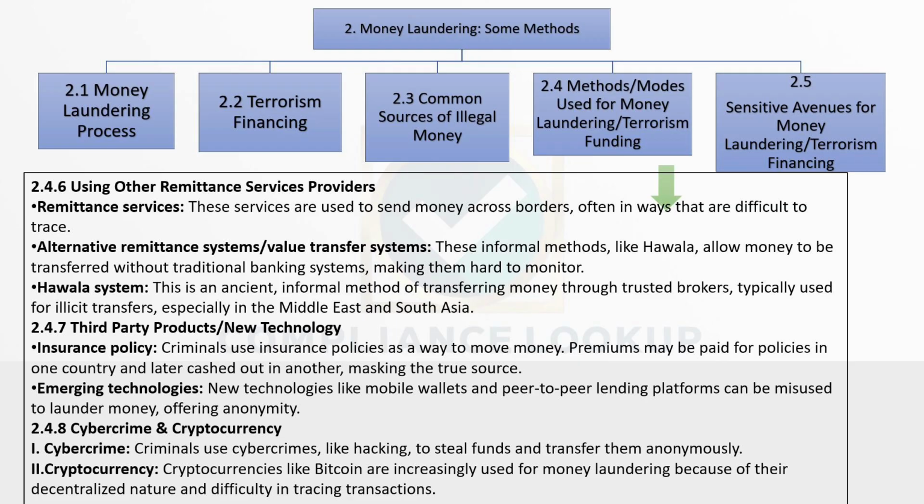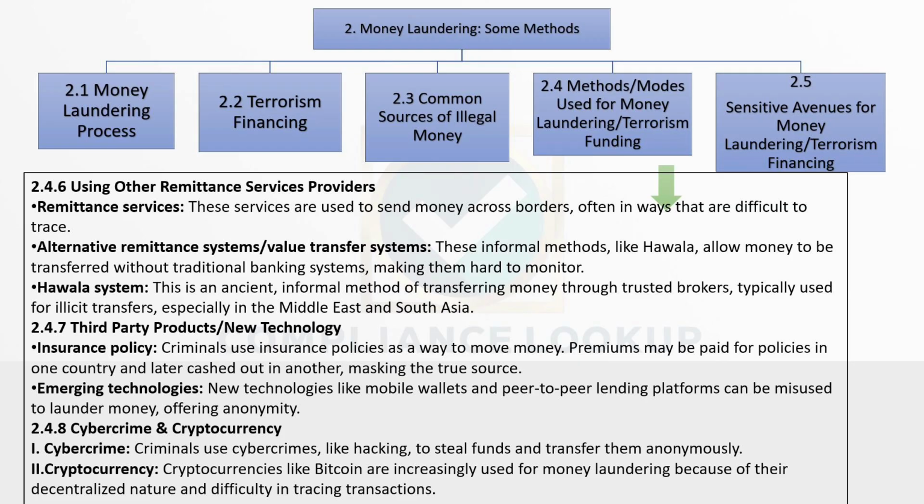Example, a person in the US who needs to send money to a relative in Pakistan contacts a local Hawala broker. The US broker contacts a counterpart in Pakistan who gives the relative the equivalent amount of money. The funds never leave the US but have effectively been transferred. This method is often exploited by criminals to send illicit money across borders without triggering alarms in the formal financial system.